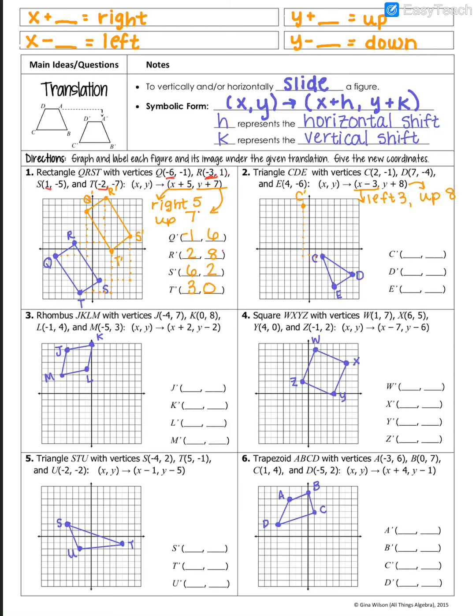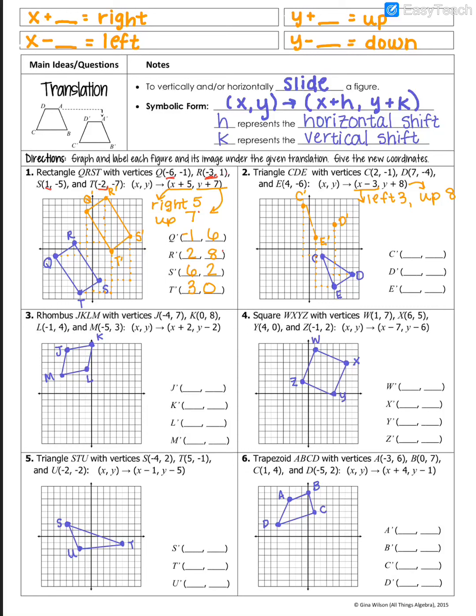So there's C prime. D prime, same deal, left 3, up 8. There is D prime. And the last one is E prime. So left 1, 2, 3, up 1, 2, 3, 4, 5, 6, 7, 8. All right, connect our dots.